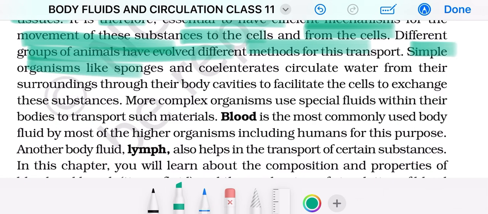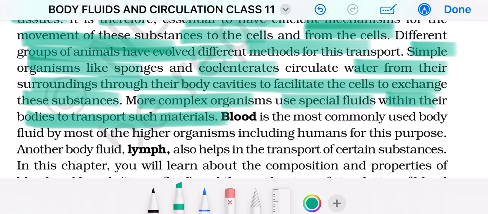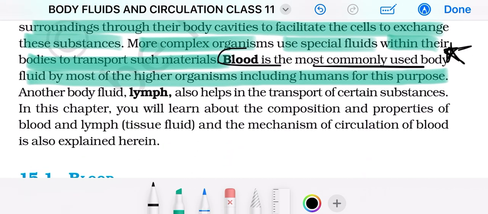Simple organisms like sponges and coelenterates circulate water from the surroundings through the body cavity to facilitate the cells to exchange these substances. More complex organisms use special fluids within their body to transport such material. Blood is the most commonly used body fluid by most of the higher organisms, including humans, for this purpose. Important line: blood is most commonly used as a body fluid by most of the higher organisms.